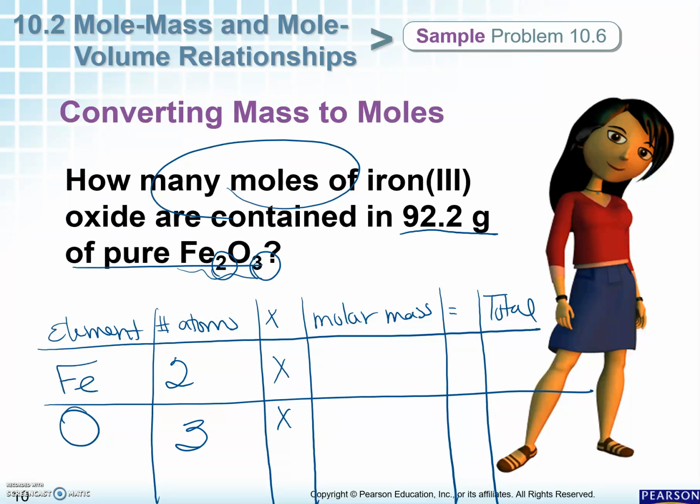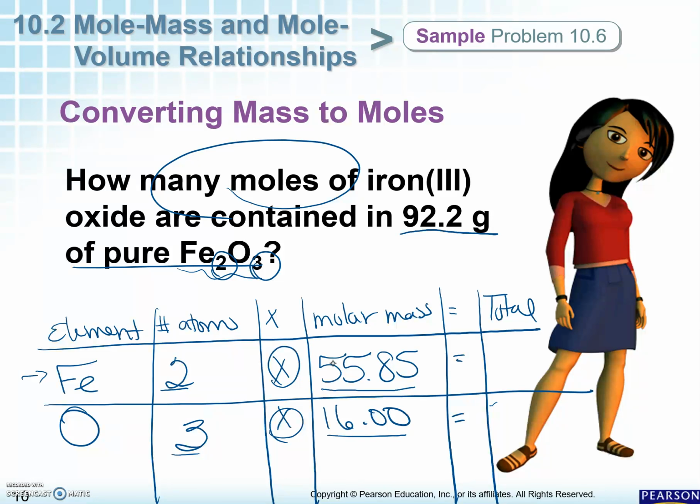Dropping down our multiply sign, now you want to put in your molar masses. Looking at your periodic table, you can find that iron is 55.85 and oxygen has a molar mass of 16. Dragging down our equal sign, now you will start to multiply straight across. So you will take 2 times 55.85 and get your total on the right, as well as 3 times 16 to get your second total.